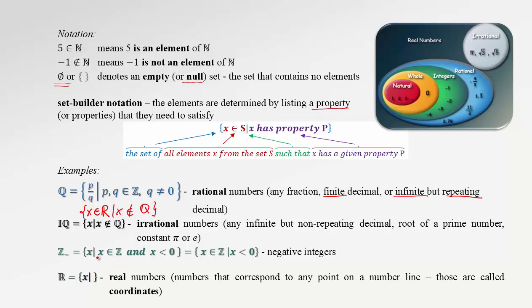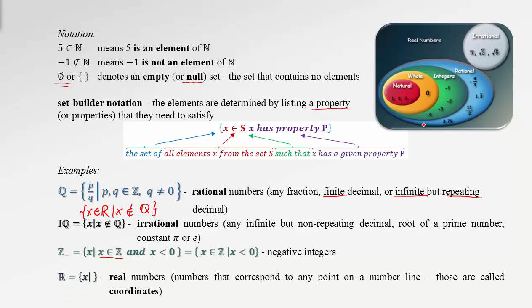However, instead of writing this property that x is actually from integers, we can state this in the beginning, like the structure of set-builder notation suggests. So this could be written as the set of all integers such that my integer is smaller than 0, that means negative.